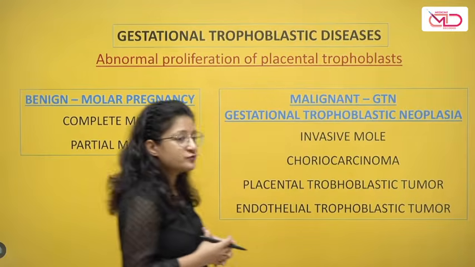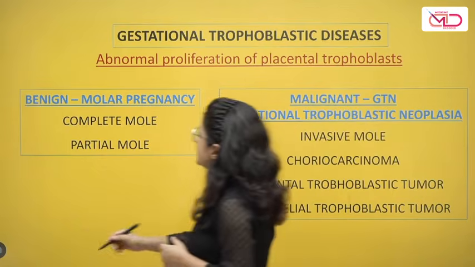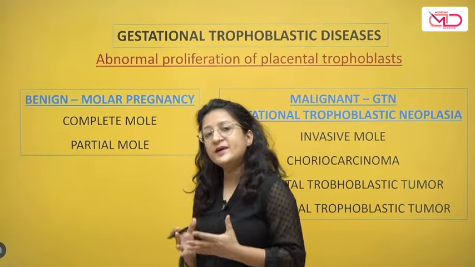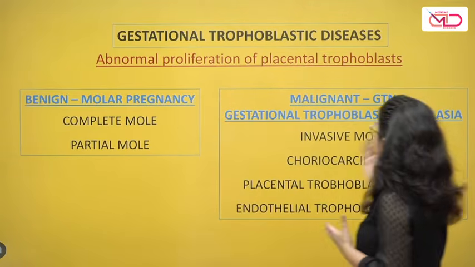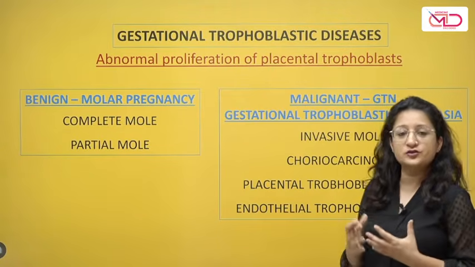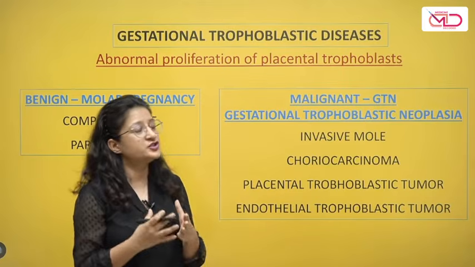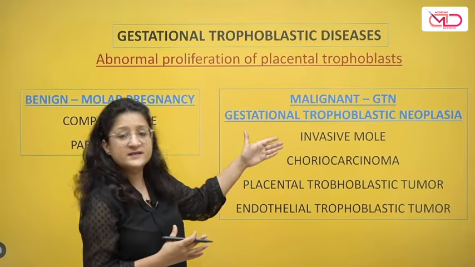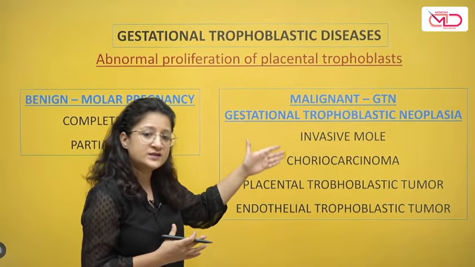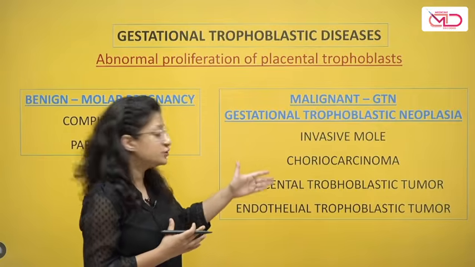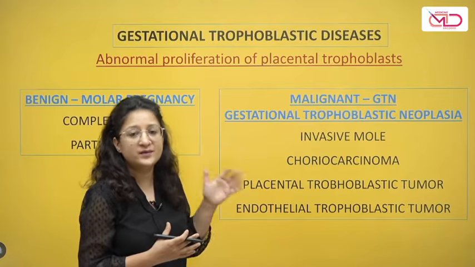Now, these gestational trophoblastic diseases can be categorized into two groups. One is the benign, which includes your molar pregnancy, the complete mole and the partial mole, and the other is the malignant form of gestational trophoblastic diseases, which we call gestational trophoblastic neoplasia or GTN, which includes invasive mole being most common, so top of the list. Second most common, choriocarcinoma, then placental trophoblastic tumor and epithelioid trophoblastic tumor. The last two are extremely rare.